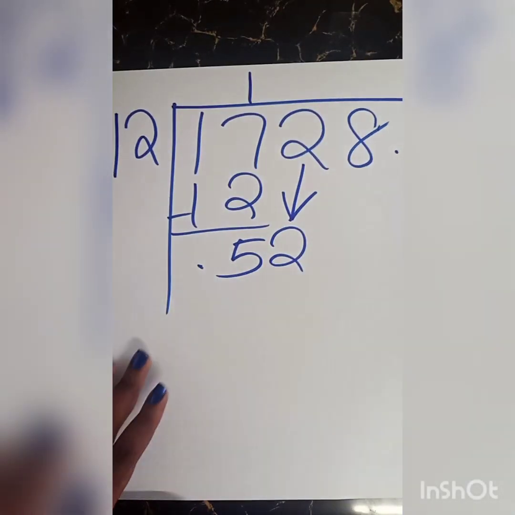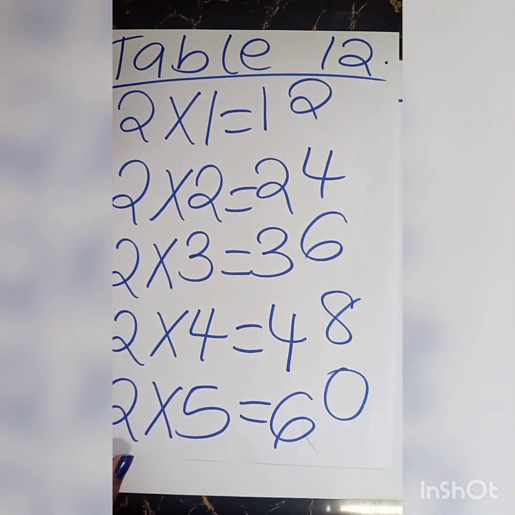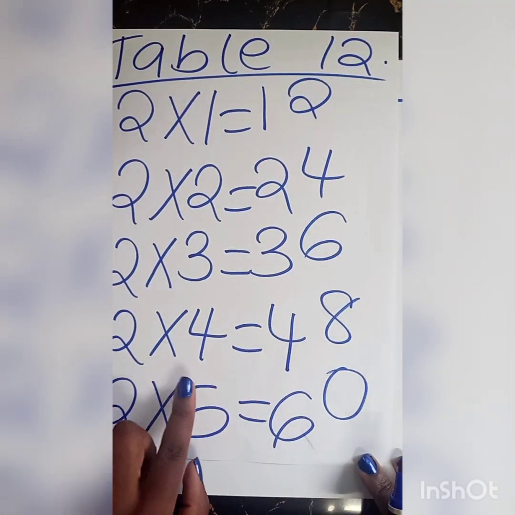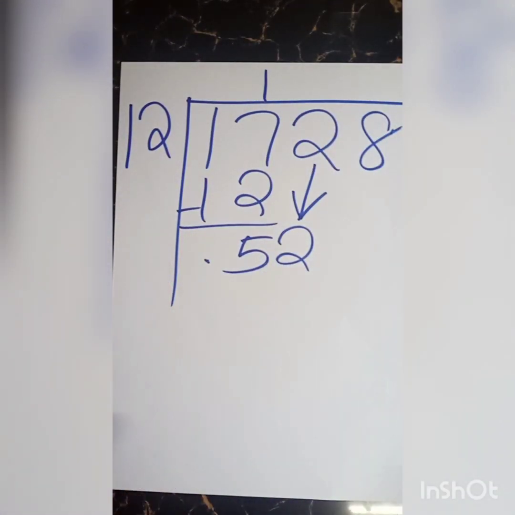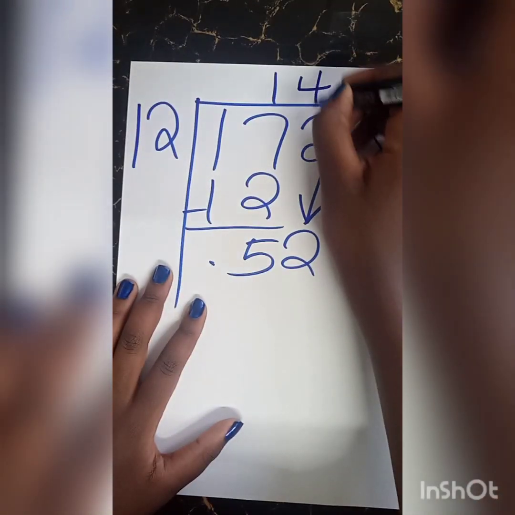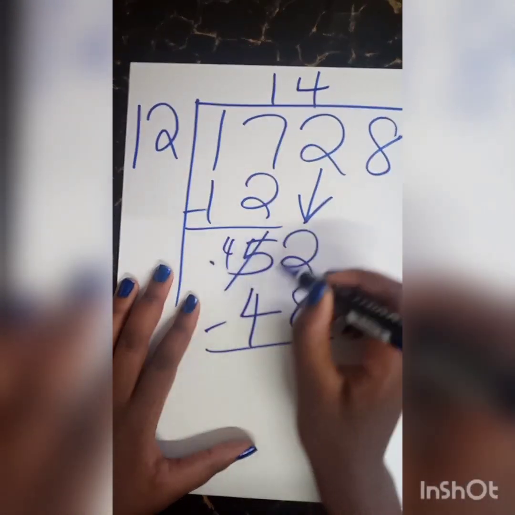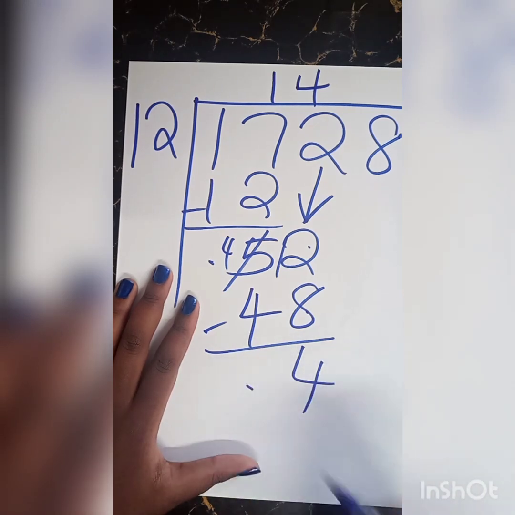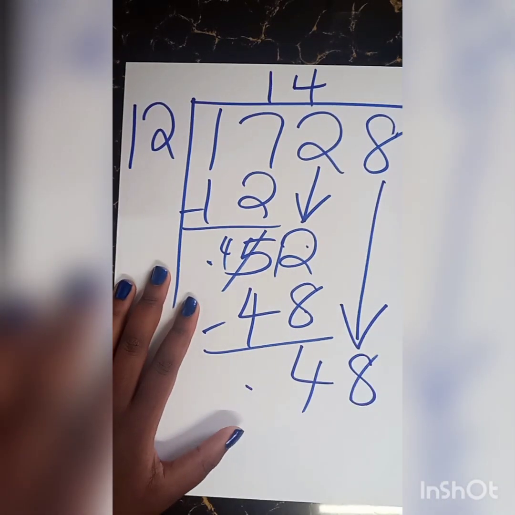Where is 52 in table 12? 52 is in between 48 and 60, okay? So that means we'll write a 4 because 48 is less than 52. So we'll write a 4 here because 4 times 12 is 48. When you subtract, you have 12 minus 8 is 4, okay?